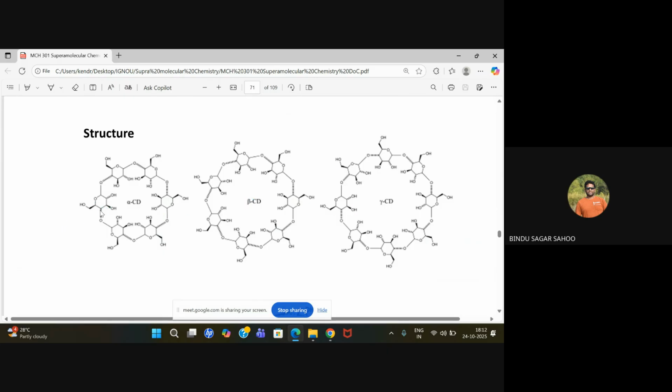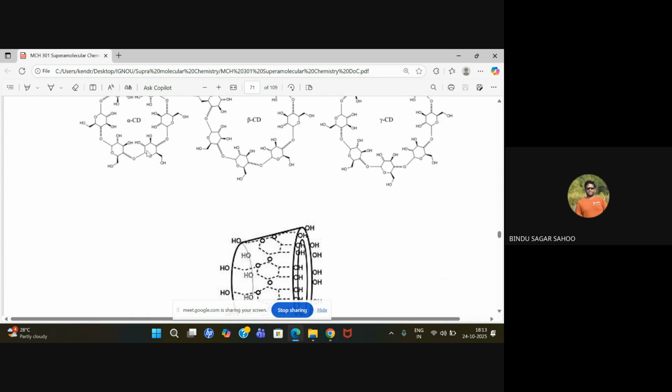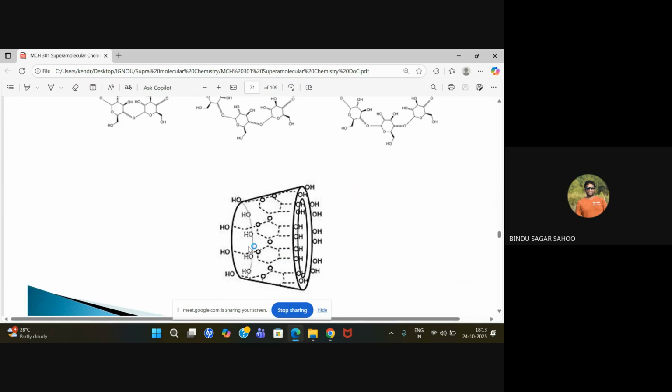Along with the increase in monomer units, the cavity size also increases. That means the cavity diameter will be less here, and here the cavity diameter will be more. That means it can absorb or trap a larger gas molecule here, and a smaller gas molecule there. So throughout the plane, they form a cone structure like that.